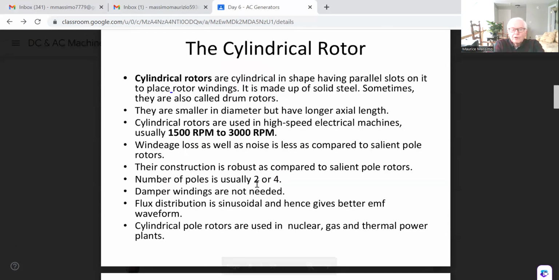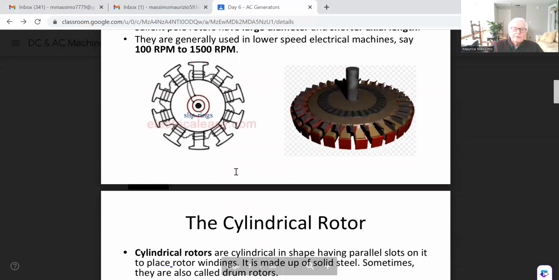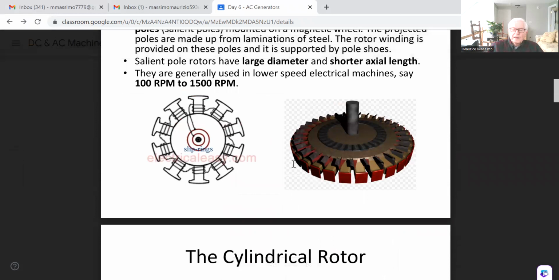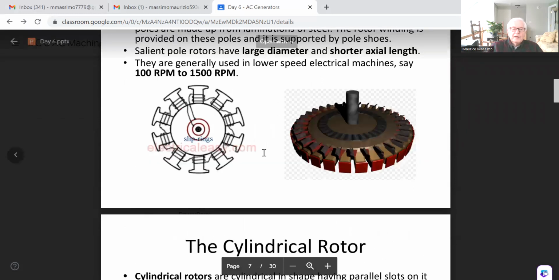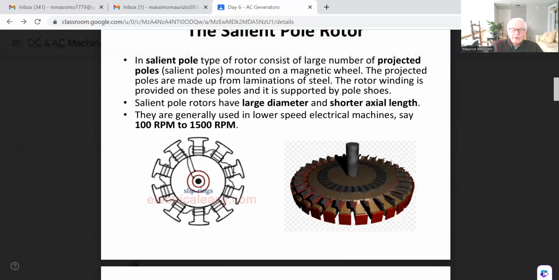versus the cylindrical rotor. Cylindrical in shape, having parallel slots in it to place the rotor windings in it. It's made of solid steel, and sometimes we call them drum rotors. They're smaller in diameter but have longer axial length. So before we had short axial, and here we've got longer axial but a smaller diameter. Okay, and here we had larger diameter but smaller axial.